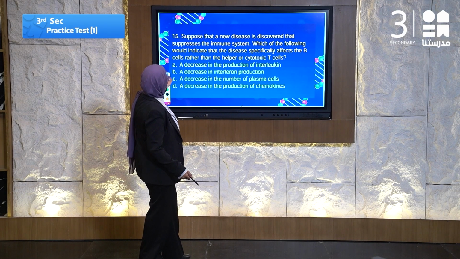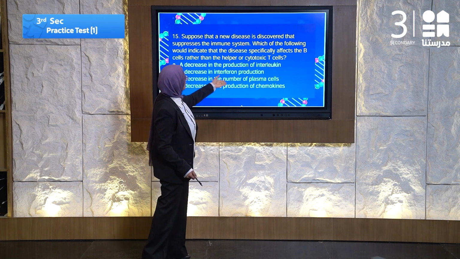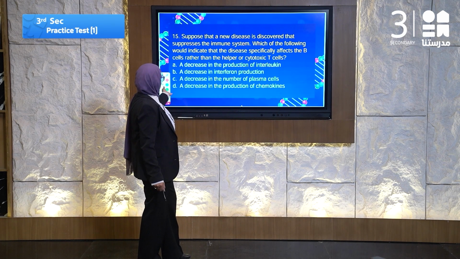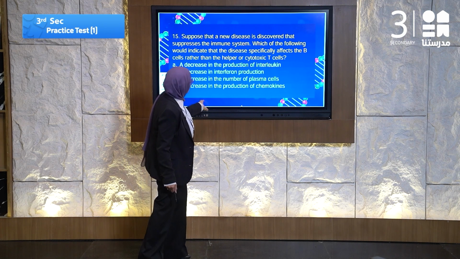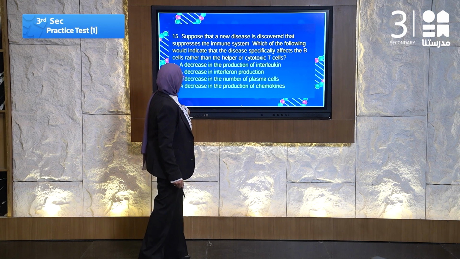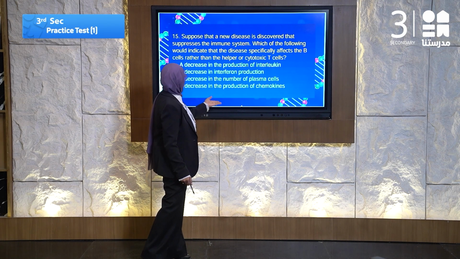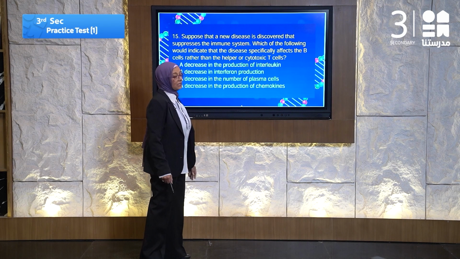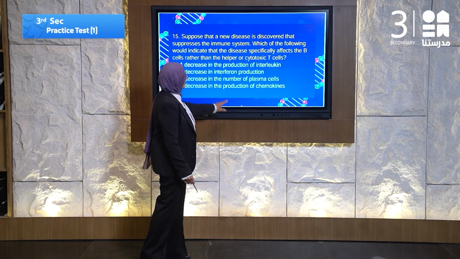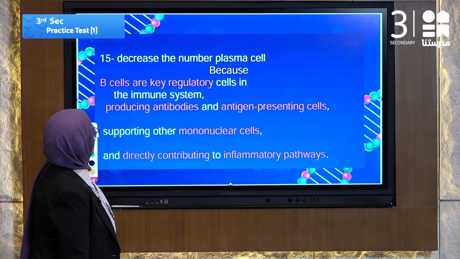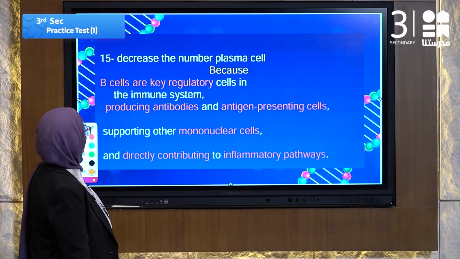A, a decrease in the production of interleukin. B, a decrease in interferon production. C, a decrease in the number of plasma cells. D, a decrease in the production of chemokinase. Which of them? A decrease in the number of plasma cells.